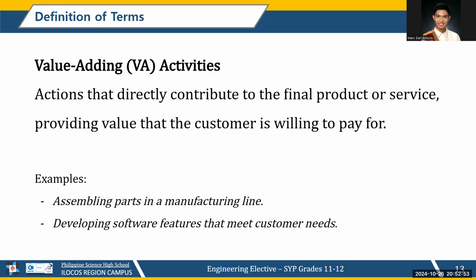Another example would be developing a software feature that meets your customer's needs. So for example, your Windows operating system or your iOS. So we need those kinds of software or operating systems so that we can say that a computer or a laptop or a smartphone has a good feature.